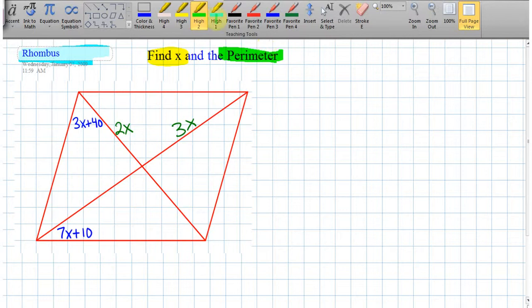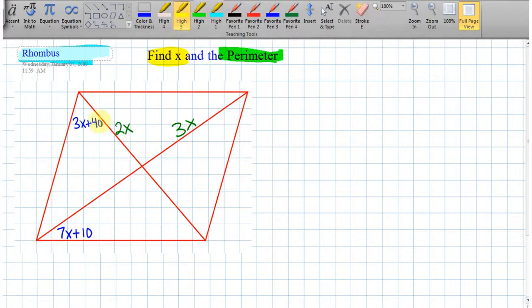So I do notice right from the start that this is a segment and this is a segment. I do not believe they are equal because I know those two blue segments right here are congruent, and the two green ones are congruent. So I'm not quite sure how to set up an equation to find x using those segments. Let's take a look at the angles.